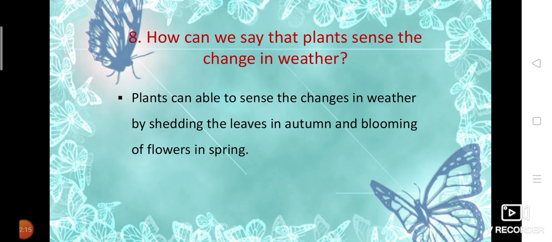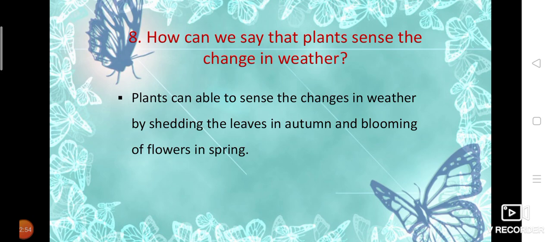Question number 8. How can we say that plants sense the change in weather? That is, how are plants capable of understanding, capable of feeling the climatic change. So the answer for that question: plants are able to sense the changes in weather by shedding the leaves in autumn and blooming of flowers in spring.